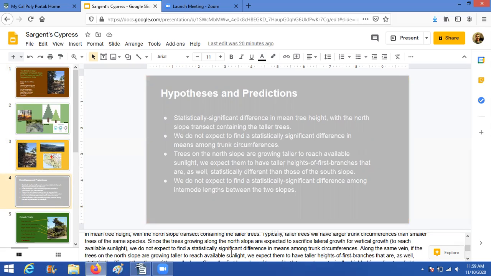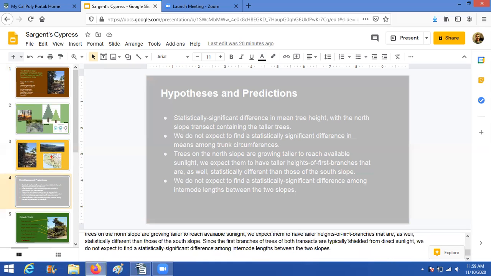Along the same vein, if the trees on the north slope are growing taller to reach available sunlight, we also expect them to have taller heights of first branches that are statistically different than those of the south. Since the first branches of trees of both transects are typically shielded from direct sunlight, we do not expect to find a statistically significant difference among internode lengths between the two slopes.